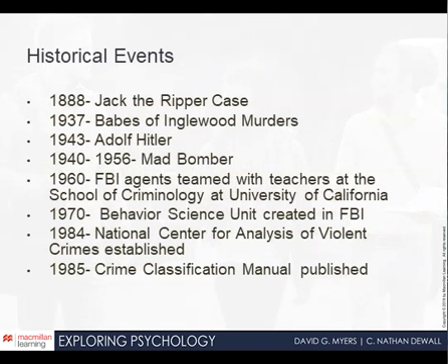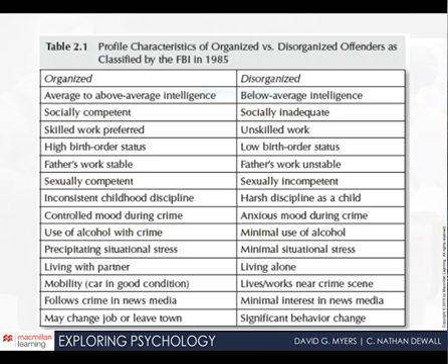We see historical events. We have the Jack the Ripper case in the late 1880s. 1937, Babes of Inglewood murders, Adolf Hitler, 40 to 56, the Mad Bomber. FBI agents in 1960 teamed with teachers at the School of Criminology, University of California. In 1970, we have the Behavior Science Unit created at FBI. This is what is portrayed mostly in the TV show Criminal Minds. In 1984, we have the National Center for Analysis of Violent Crimes established. In 1985, Crime Classification Manual was published. All of this helped to understand criminals and criminal behavior much better to allow for greater possibility of apprehending them.